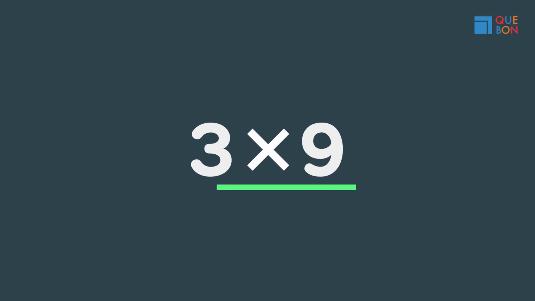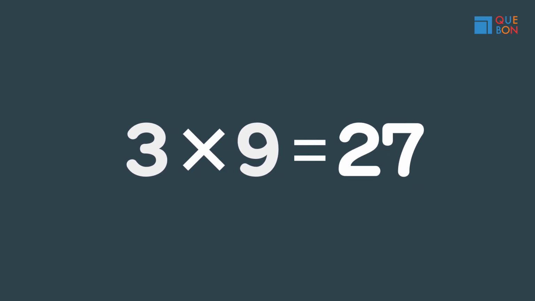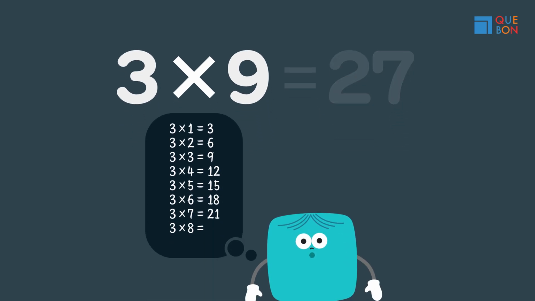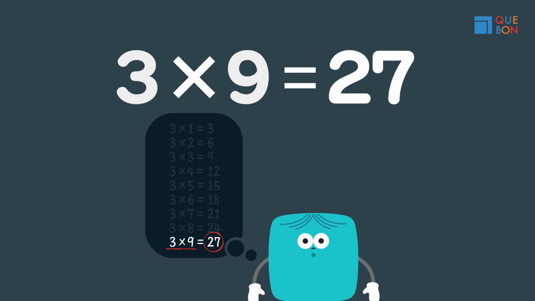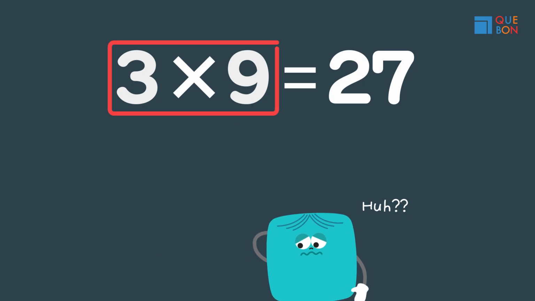What do you think of when you see this? Most students will instantly say 27 because they memorized it mechanically. Also, they believe that 27 is the only right answer. However, this is not true. If you look at this equation, you should think of the meaning and not the answer 27.